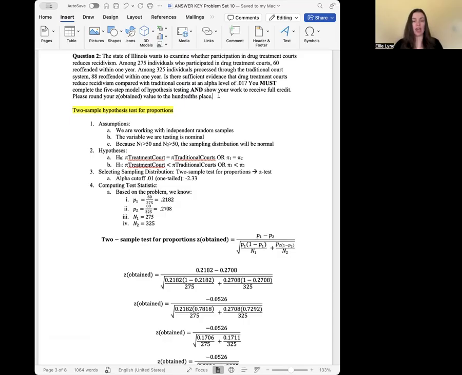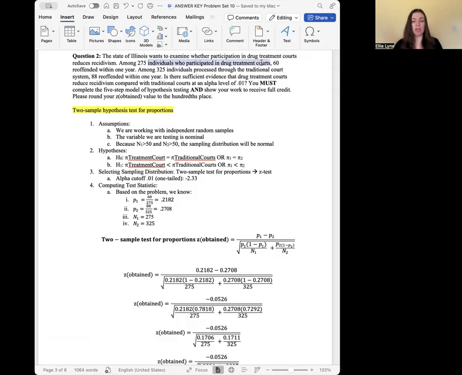So let's take a look at this problem and figure out how we knew it was going to be a 2-sample hypothesis test for proportions. Right off the bat here in the second sentence, I see that among 275 individuals who participated in drug treatment courts, 60 reoffended within 1 year. So that's telling me I could probably create a proportion fairly easily out of those two numbers, right? I could do 60 divided by 275 to get a proportion of those that did reoffend out of that treatment group.